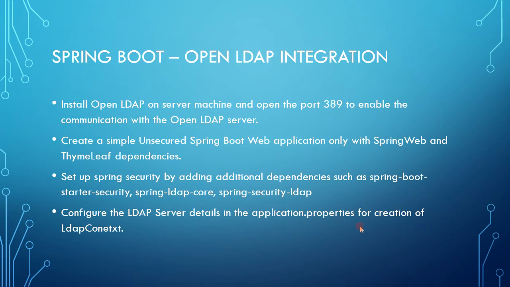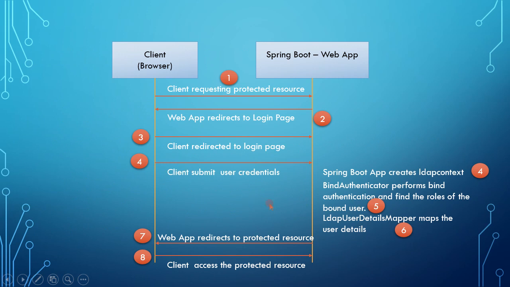So quickly let's check this flow. So this is how it happens. First, the client requests for a protected resource. The Spring Boot web app will redirect to the login page. The client is getting redirected to the login page and he submits the user credentials. The Spring Boot app will create an LDAP context and it will perform a bind authentication of a user and it will bind the authenticated user to the context. And then the role of that user is searched and all those details are added to the user details using the LDAP user details mapper.